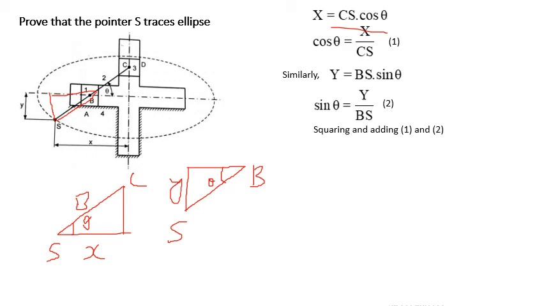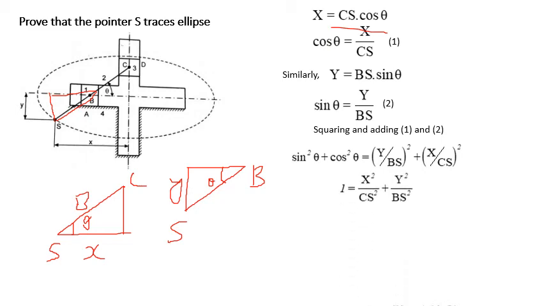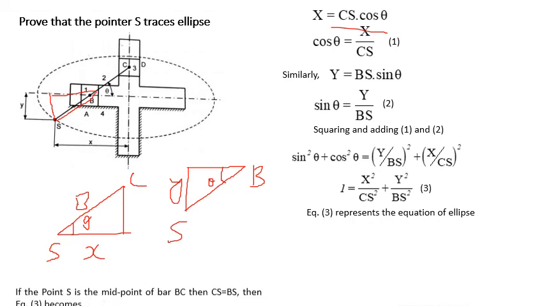Now squaring and adding equation number 1 and 2. So what happens? Sin square theta plus cos square theta is equals to Y by BS whole square plus X by CS whole square. So we know that sin square theta plus cos square theta is equals to 1, and these are the remaining terms, X square by CS square plus Y square by BS square. So this is the equation of an ellipse. Let me call this one as equation number 3. So therefore it represents the pointer S draws the ellipse.